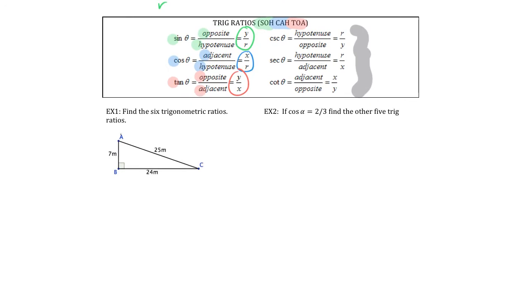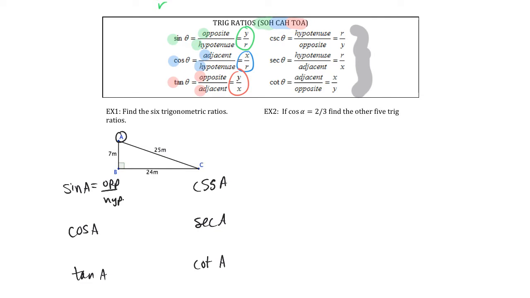All right, so let's go ahead and work on these. So let's see, from angle A, let's find the 6 trig ratios. Okay, so I want the sine of angle A, the cosine of angle A, and the tangent of A, and then also the reciprocals: the cosecant of A, the secant of A, and the cotangent of A. All right, so sine is opposite over hypotenuse.